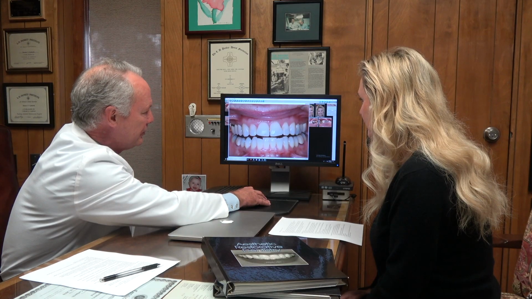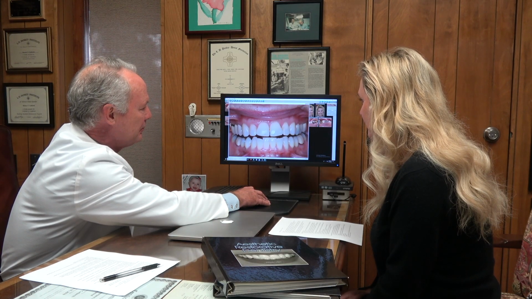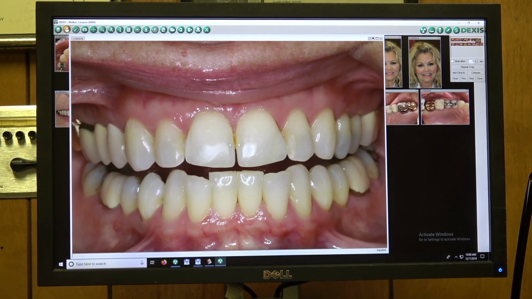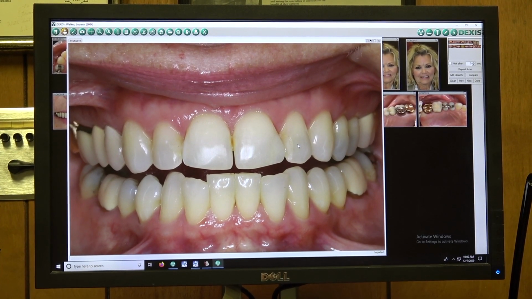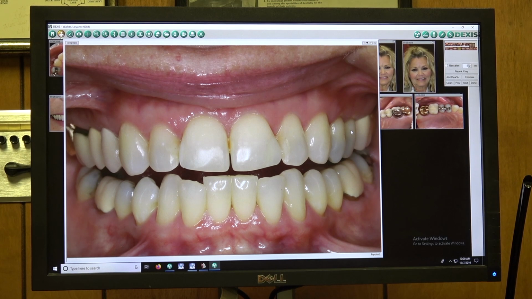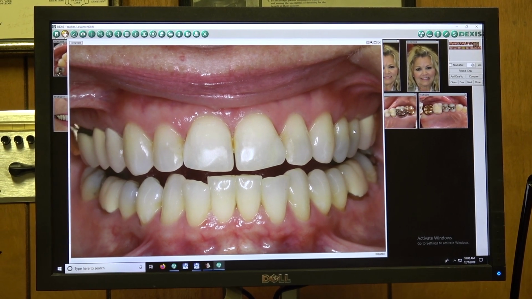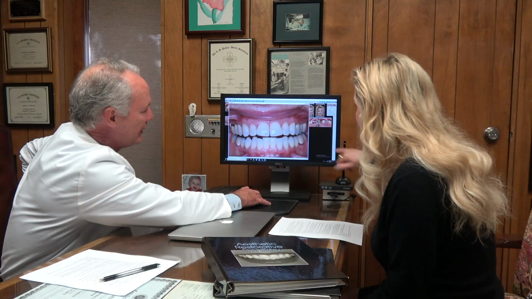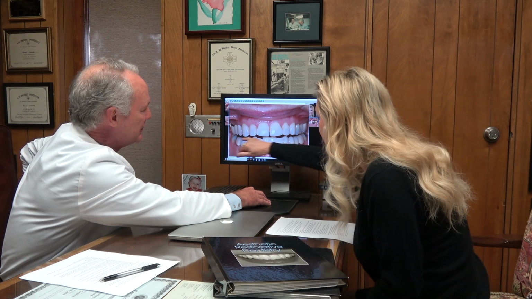So you've got beautiful teeth, but I would recommend porcelain veneers on these teeth if you're happy with the shade of the teeth. If you're not happy with the shade of the teeth, then sometimes you extend veneers back to the bicuspid so you can create any shade you want. I don't like the color back here. Okay.